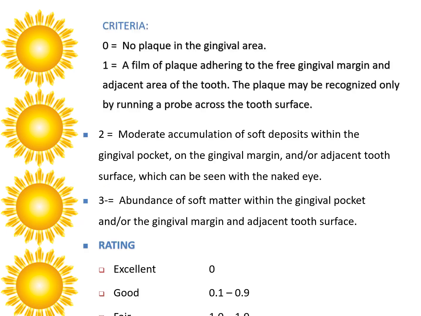Kindly remember it. And the scoring criteria is: 0 is no plaque in the gingival area, 1 is a film of plaque adhering to the free gingival margin and adjacent area of the tooth, 2 is moderate accumulation of soft deposits within the gingival pocket, and 3 is abundance of soft matter within the gingival pocket and/or the gingival margin and adjacent tooth surface, and the rating is given below.